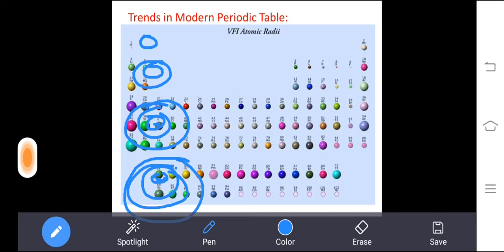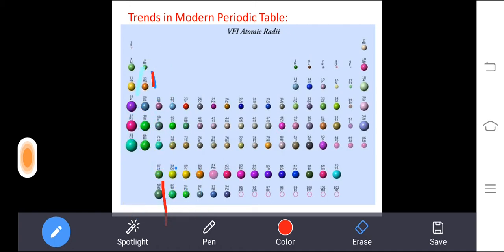So when you measure the distance, you yourself can identify it. At 1 shell, the distance will be less. 2 shell, it will be more. 3 shell, it will be a little bit higher. 4 shell, the atomic radius will be more. So when you move down the group, the atomic radius increases because the number of shells increases. This is the reason.